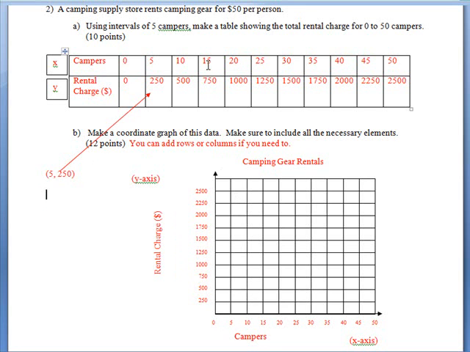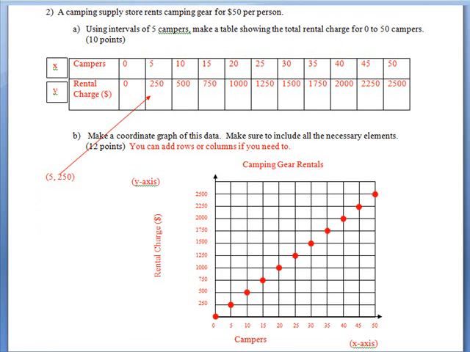Now, with both of these going up by even amounts, we got real lucky. We're just going to keep putting them on the corners. Right 20, up 1,000. We go over to 35. Right 35, up 1,750. They're all lying on the corner, so it's nice and easy. Okay, now we have our points plotted, our coordinate points. B again said make a coordinate graph of this data. Make sure to include all necessary elements. And we did. We've got everything in there, so we're done with B.